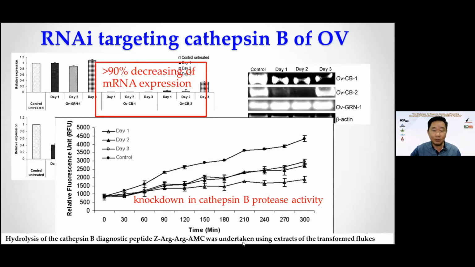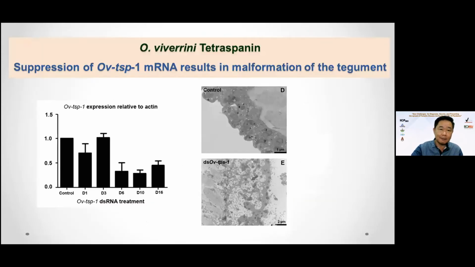We used the knockdown worms and compared them with the control, the normal one. You can see that the activity of cathepsin B is less than the control. That means RNAi can be used to knock down cathepsin B, both in mRNA and protein function. That is a small experiment. We published it in a very small journal, Experimental Parasitology. Then, once we were confident doing RNAi, we focused on another protein we call tetraspanin.